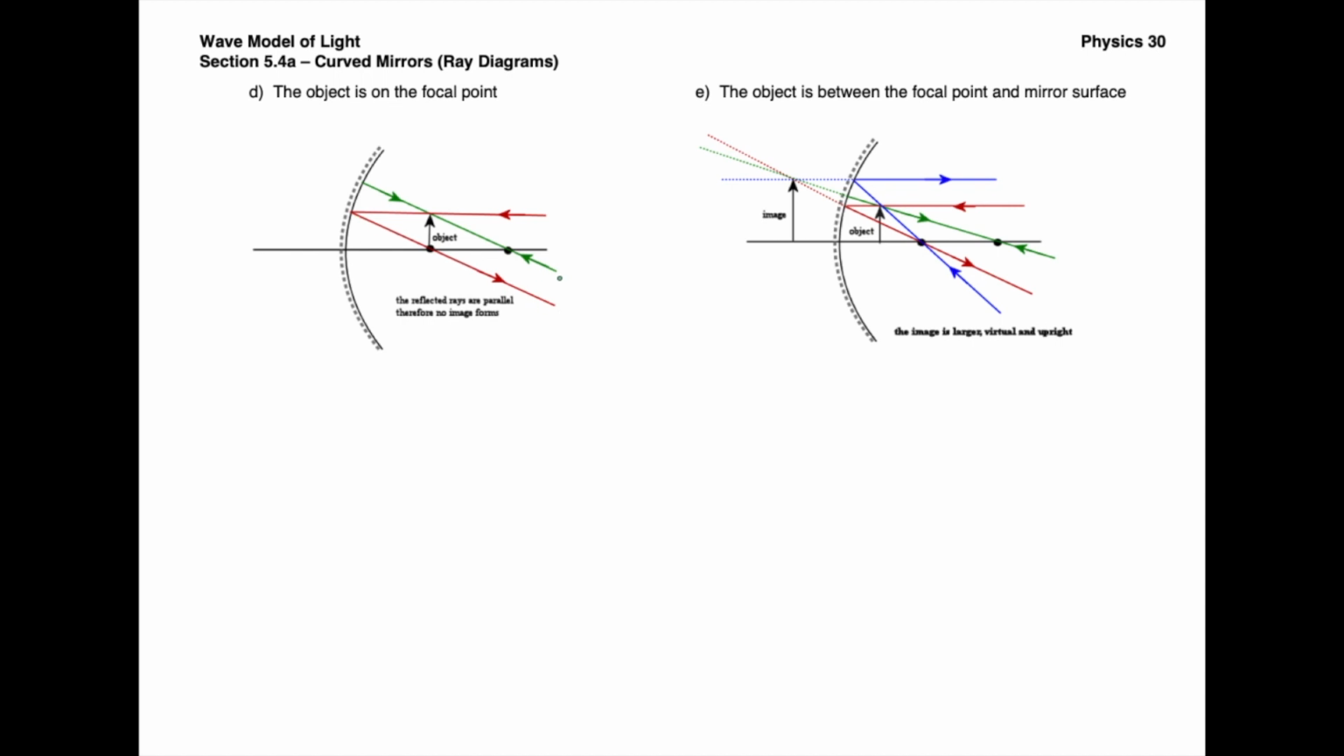And then if we draw the one from the center of curvature through the mirror surface and back again, what we'll find is that for the case where you're sitting right on the focal point, those two lines always end up being parallel to each other. And so they don't converge to a point and they don't diverge from a point. And so since they're running parallel, there's no image being formed there. And that'll be true whenever you have a converging lens or mirror and the object is sitting right on the focal point.